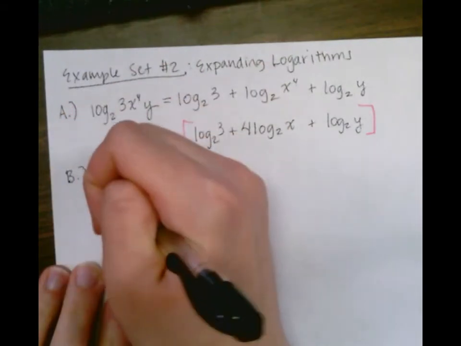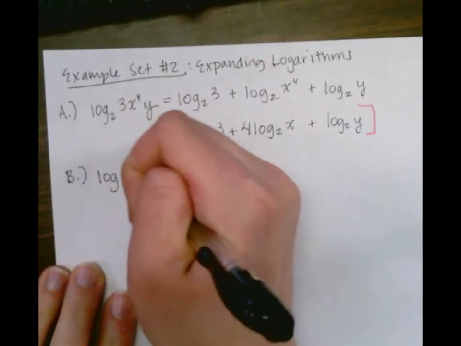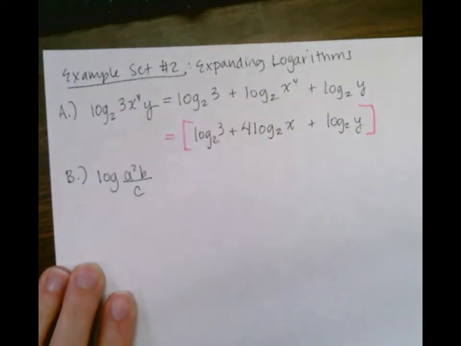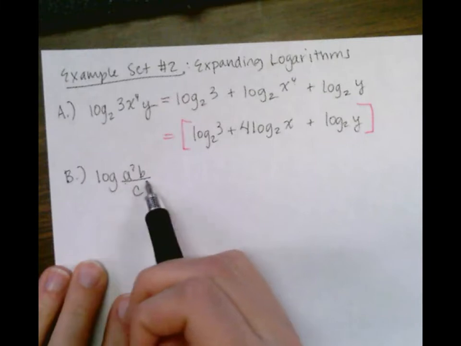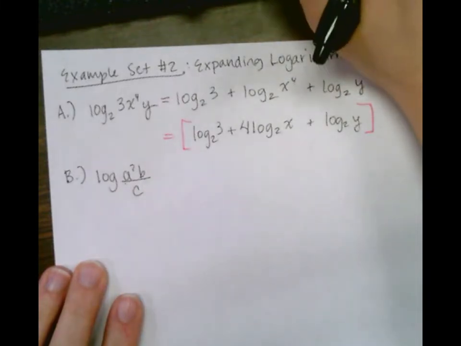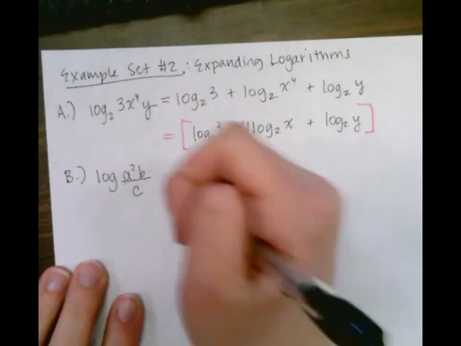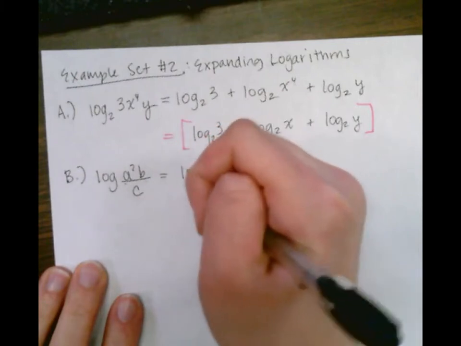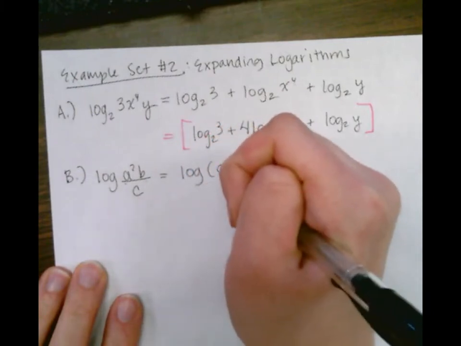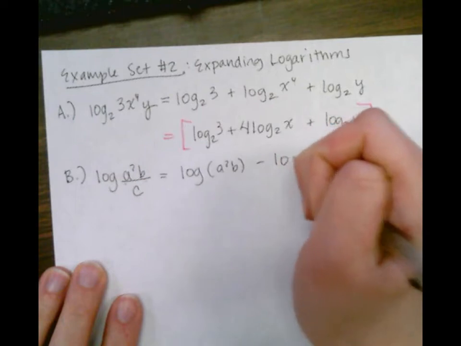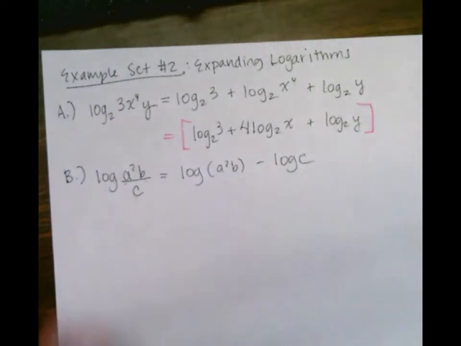The next one we have is log of a squared times b over c. First of all, I see that I have a quotient, or division. So I know that when I have division, it's going to be the subtraction of those two. So it would be log of a squared b minus log of c.